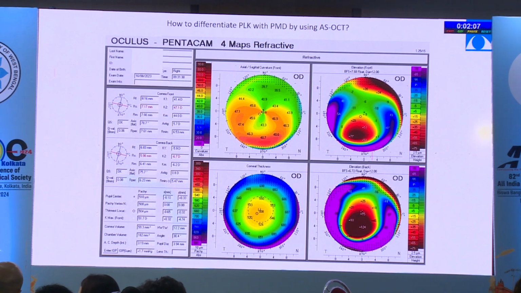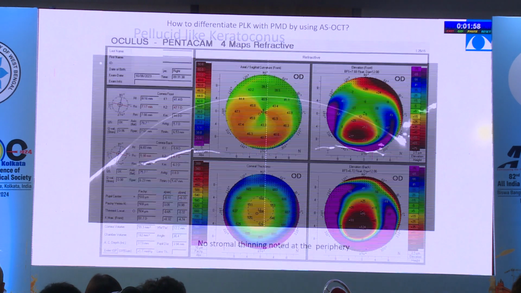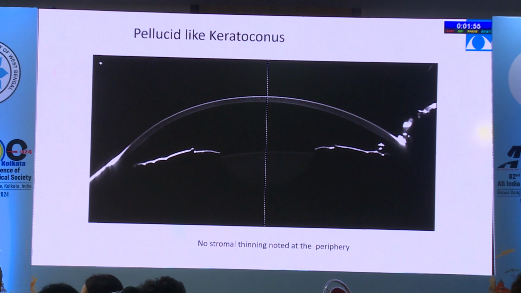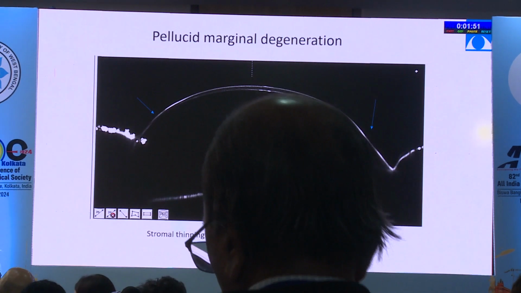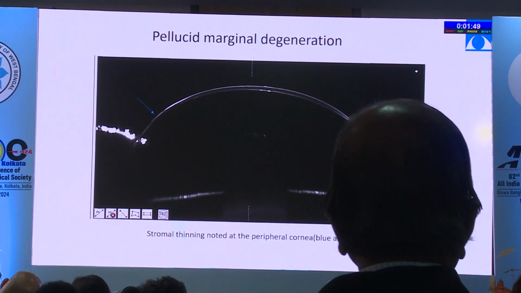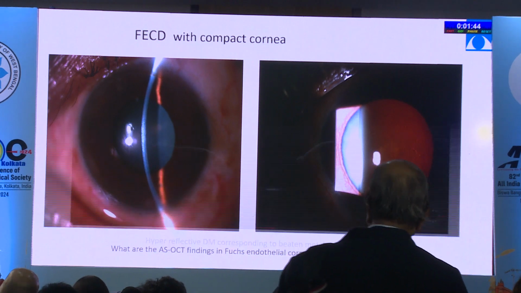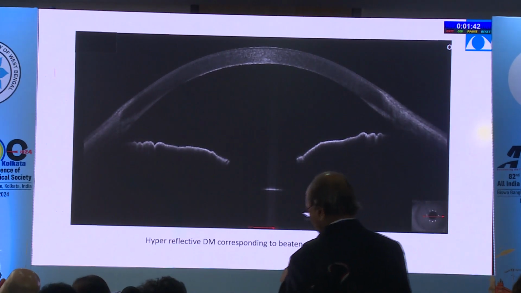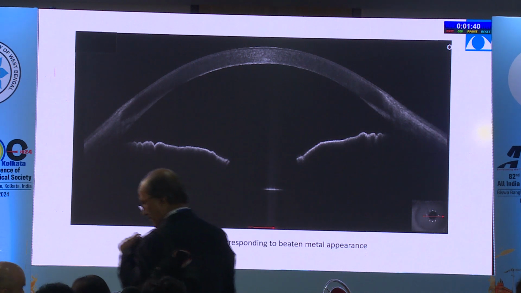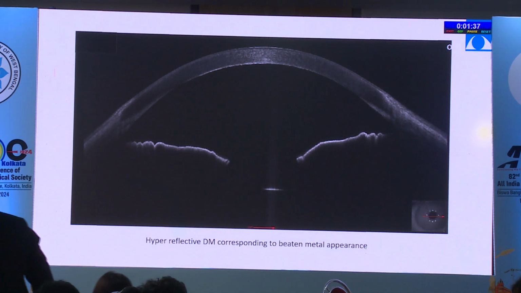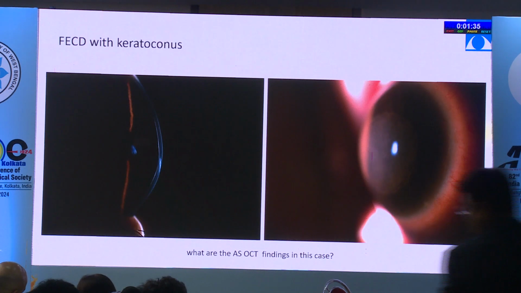So this crab claw, as has been pointed out earlier, may show that this is a PMD, but actually the map is a short one. It's an 8 mm map. So if you see the ASOCT, then you know that this is a pellucid-like keratoconus, whereas in an actual pellucid marginal degeneration, you see extreme peripheral thinning. So you can have a diagnosis at hand. And here you see, even before the cornea has decompensated, some amount of railroading and thickening of the endothelium, which is showing that this is a Fuchs endothelial dystrophy.